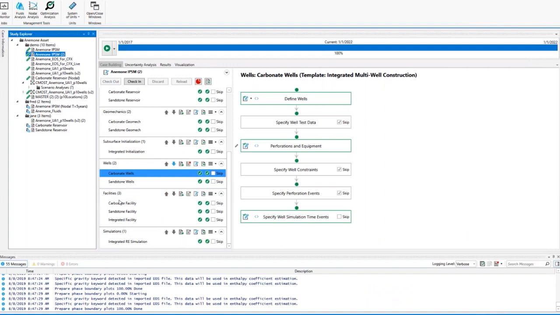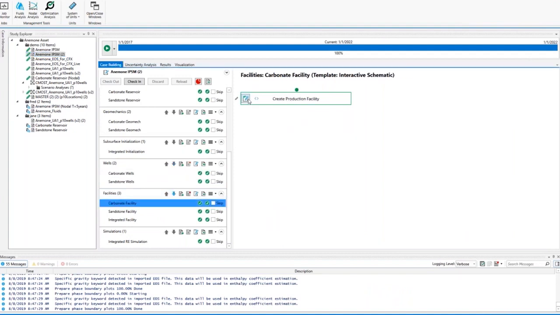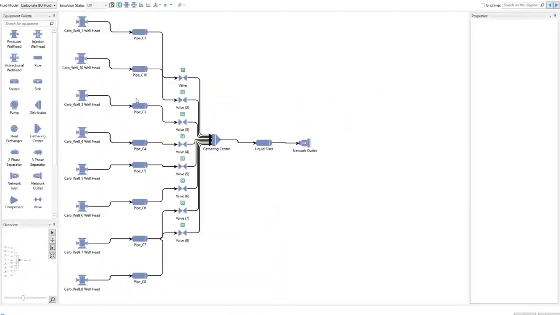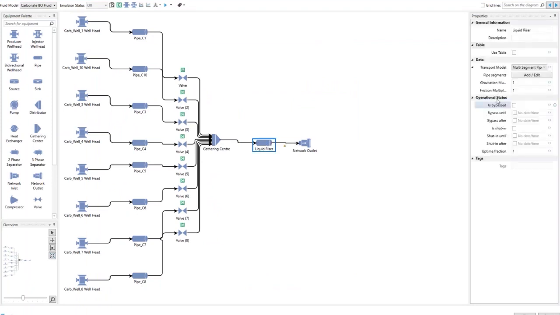Continuing on to the facilities, we have the carbonate facility, where you have individual wells flowing into small pipes and then a subsea gathering center, and then the fluid goes into a liquid riser. So let's look at the riser.